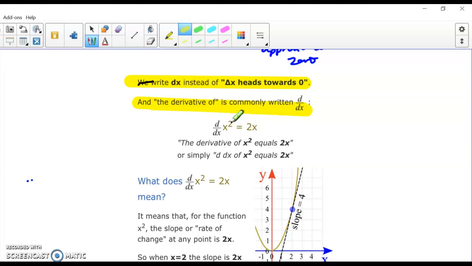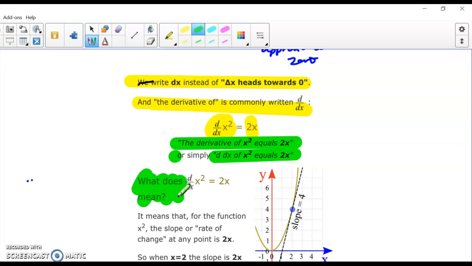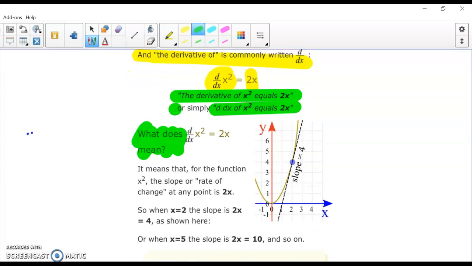So you can see here, if we're taking the derivative with respect to x of x squared, we know from our lessons in this unit that the derivative is 2x. The derivative of x squared equals 2x, or simply we say d/dx of x squared equals 2x. What does it mean though? Here's the question that I'd like us to come to understand with this little short video.